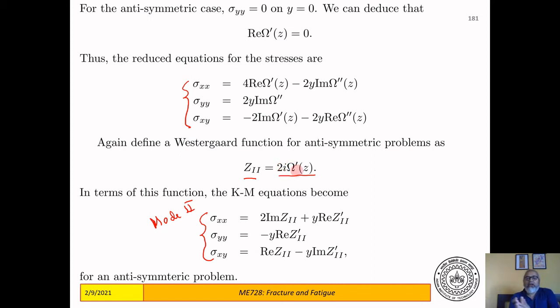So finding omega prime is the same as finding Z1 or Z2, except that the equations now look a little bit more tractable, and knowing Z2 or Z1 directly gives you the stresses. It's just a change of nomenclature, nothing more than that. But Westergaard proposed this from a different point of view, so it's often very useful.